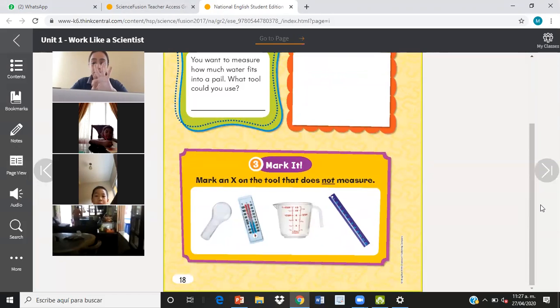Number 3. Remember, if the meeting ends, todos nos volvemos a conectar. Si se acaba, todos nos volvemos a conectar, ¿ok?